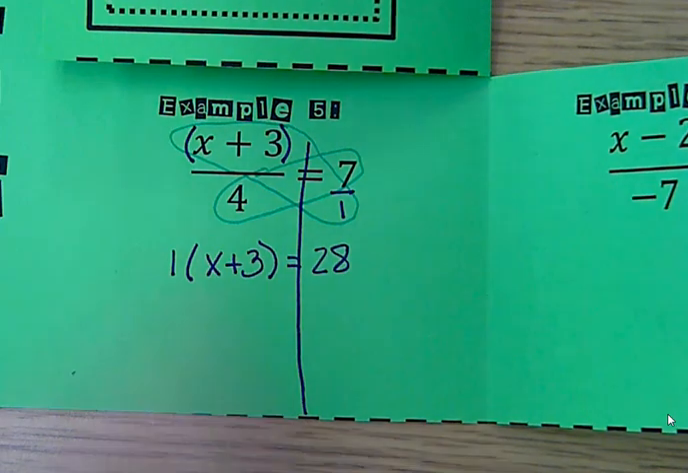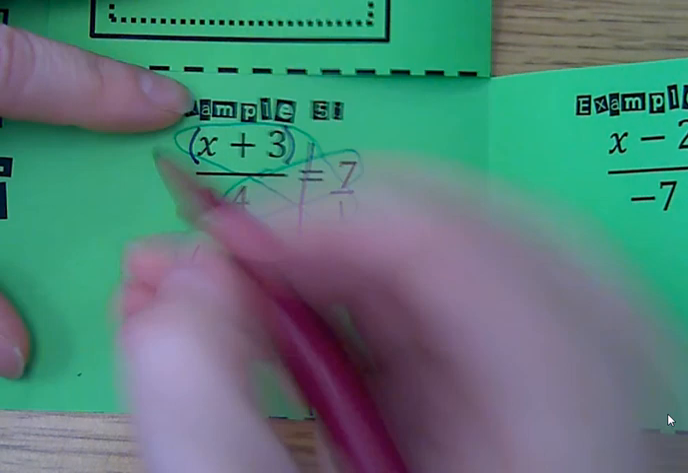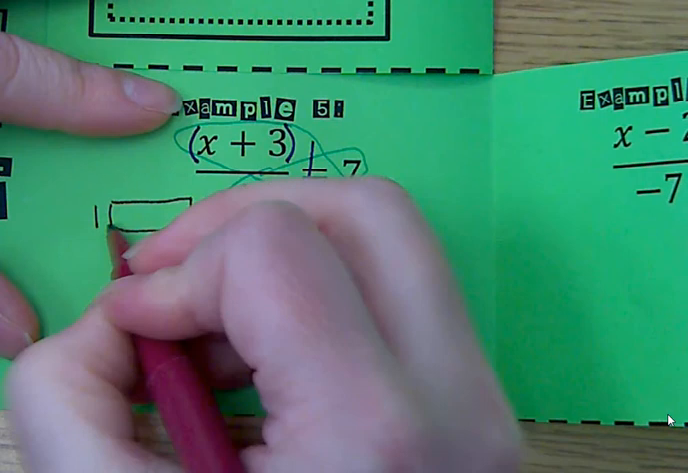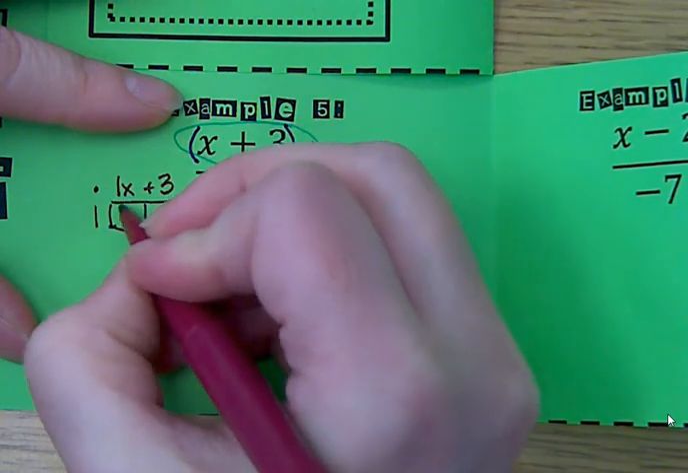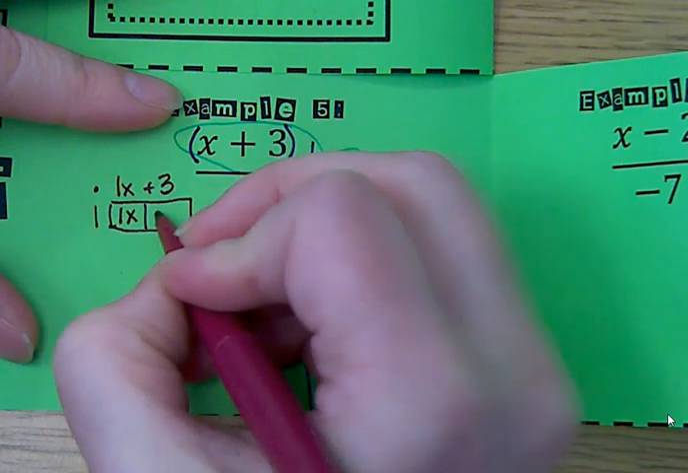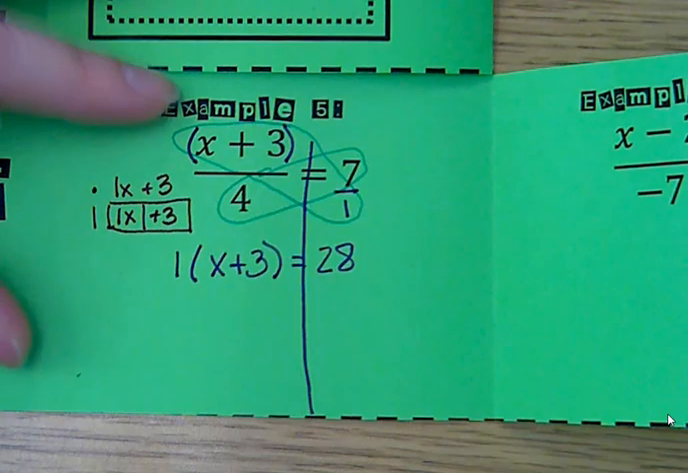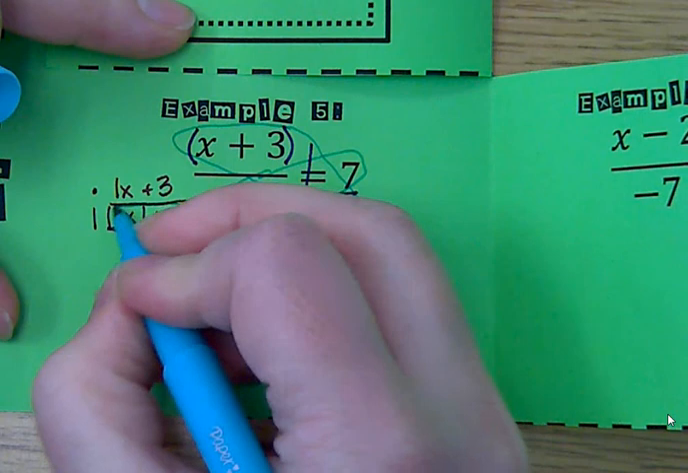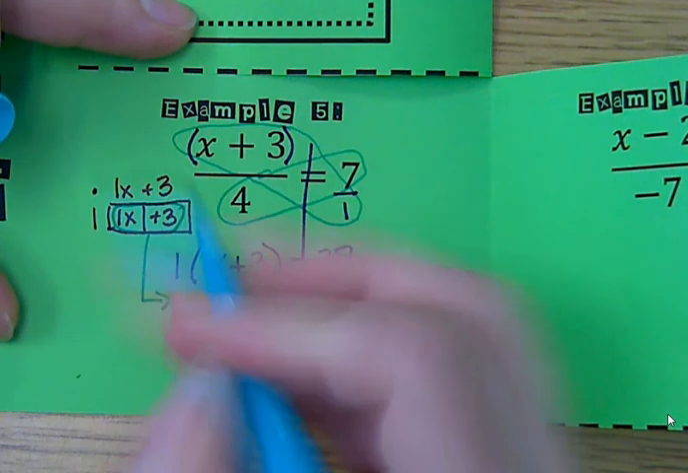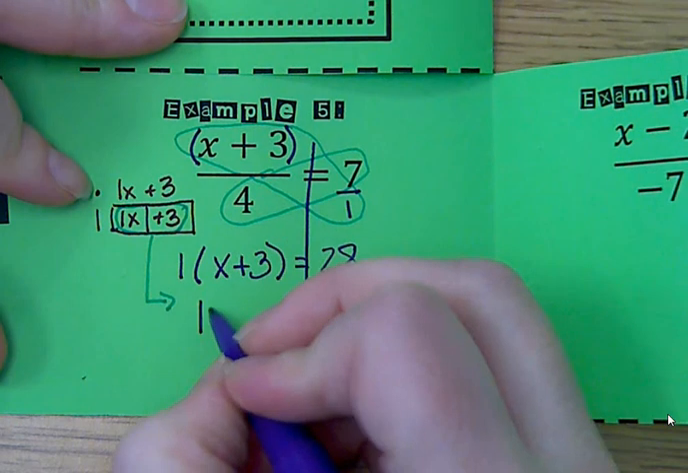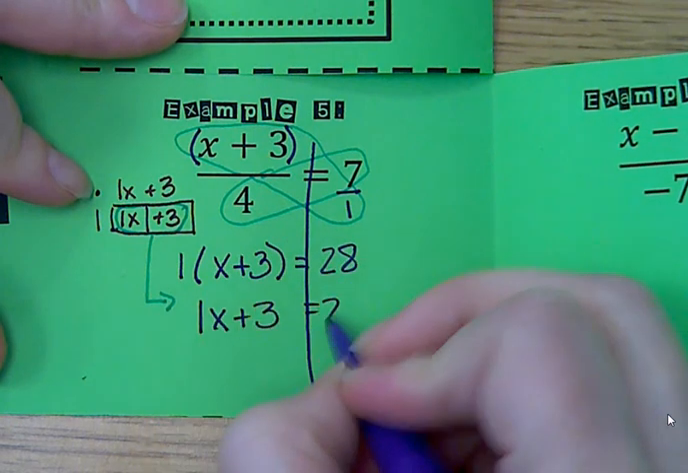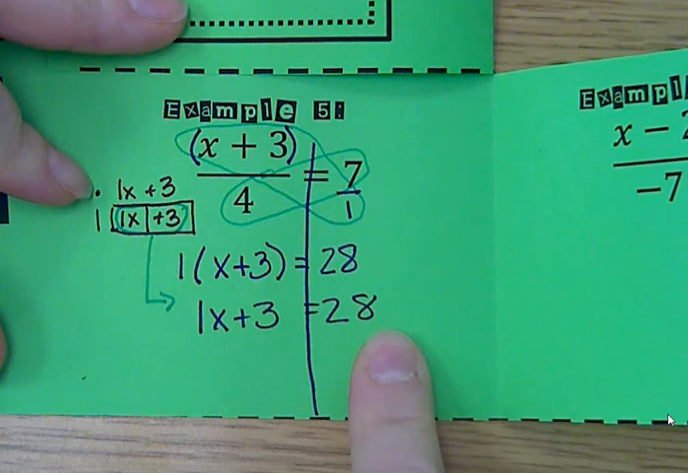So I'm going to have 1 times my 1x plus 3. 1 times 1 is 1x. 1 times 3 is a positive 3. So I'm going to pull the inside out and copy it right down here. So this becomes 1x plus 3 equals 28. And if you notice, I'm back to a two-step equation. I'm actually back to a one-step equation.